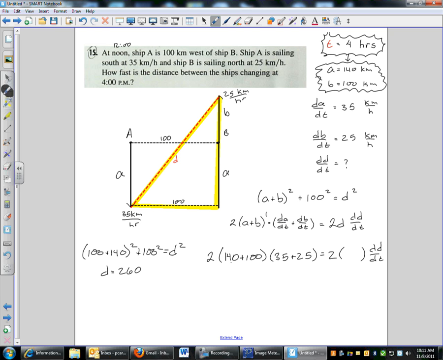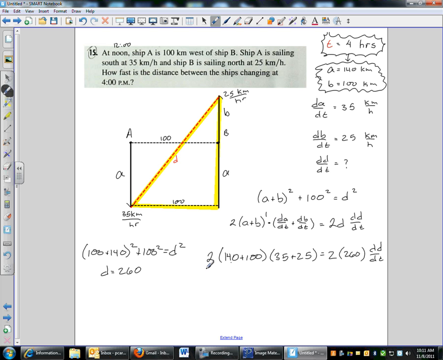If that were to happen, then you would need to make sure you use the exact answer, and that's why I was scared of you using that scientific calculator, because it would give you a decimal. So you would need to either store that answer or make sure you use the exact square root answer. So D is 260, so I can plug that in over here now. And then we will solve for dD/dt.